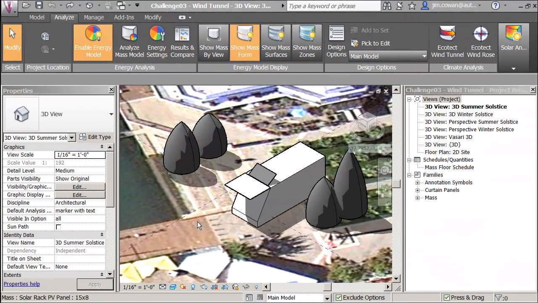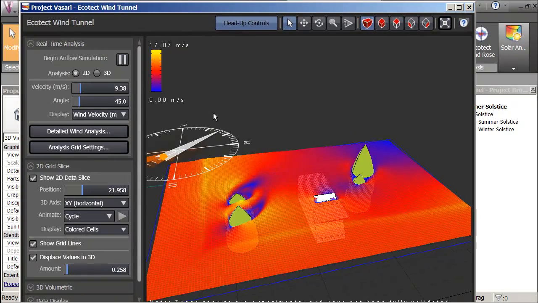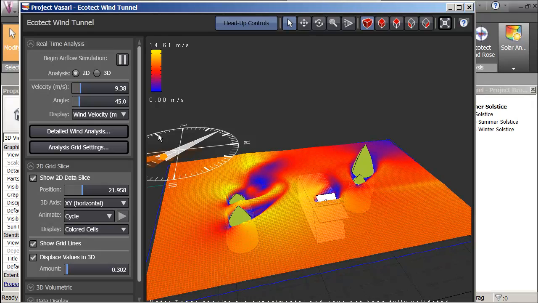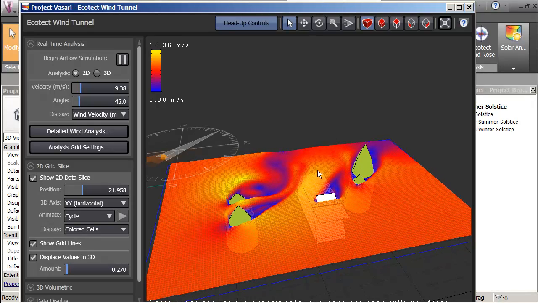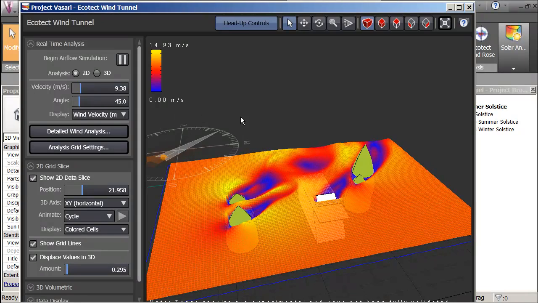I want to find where the prevailing winds are coming from in June, July, August, so I can think about using them to cool the building. The building is only 25 feet wide, and windows opening for natural ventilation on one side would cool the building. So if I switch to the Ecotect wind tunnel, for the overall climate, I can see a depiction of the wind moving across the site.